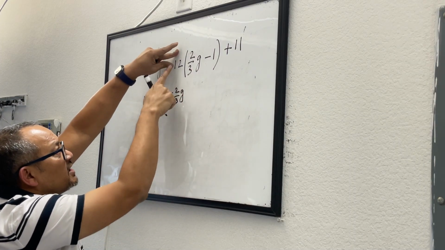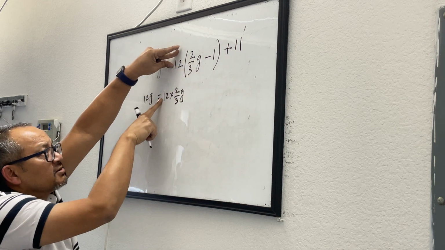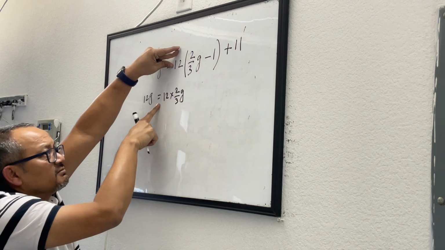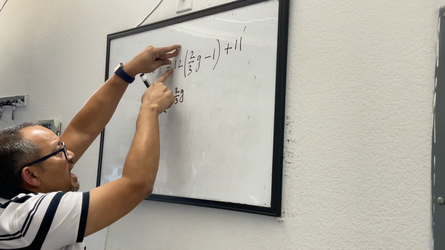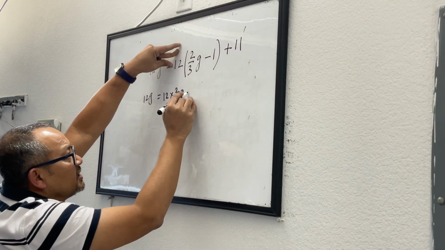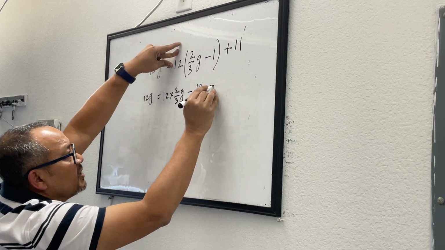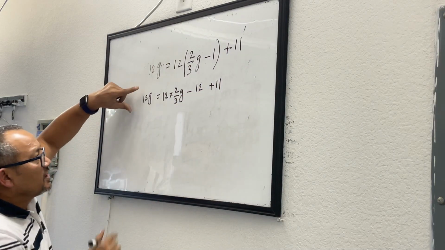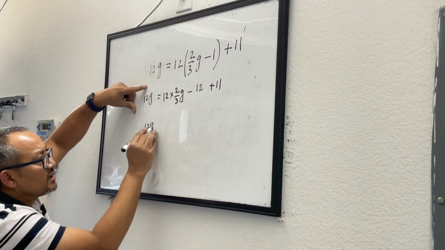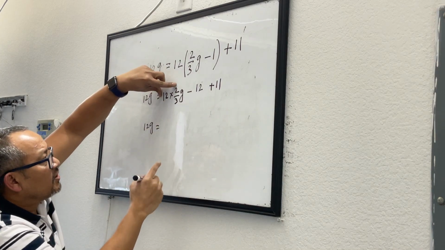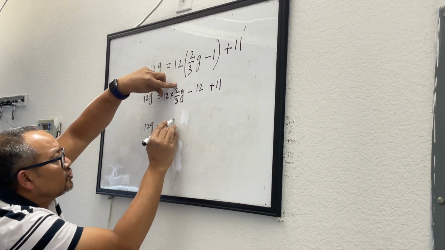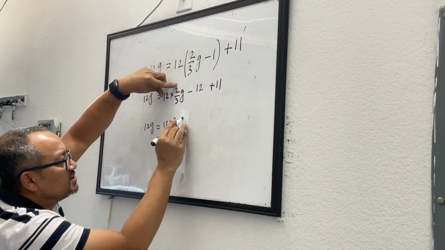I have a plus sign here, I have a plus sign here. That will be equal to a plus. Same sign will be a plus sign. Then I have a plus sign and a minus sign. That will be equal to a minus sign. 12 times 1 is 12. Plus 11. Okay. So this is 12g equal to, now let's look at it. 12 into 2 by 3g.